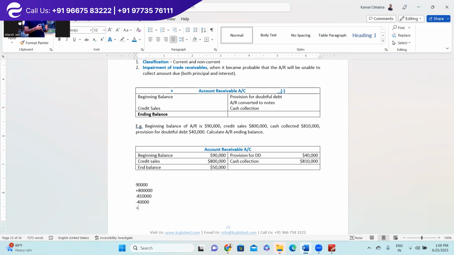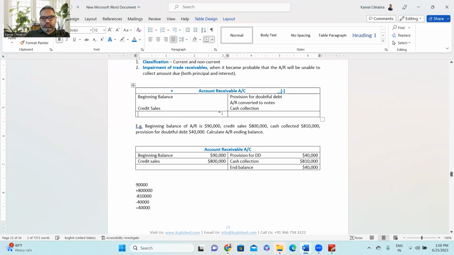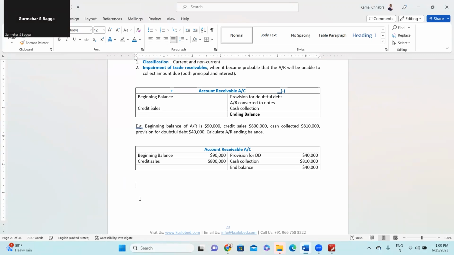So $890,000 minus $850,000 is $40,000. The end balance, the closing balance, will come on the right side, right? Yes, sir. Sounds good?